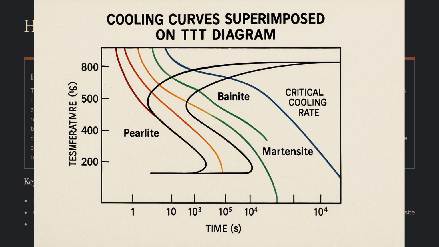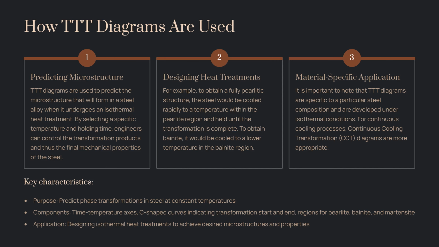Critical cooling rate. A crucial concept derived from superimposing cooling curves is the critical cooling rate. This is the minimum cooling rate required to completely bypass the pearlite and bainite noses on the TTT diagram and achieve a fully martensitic microstructure. A cooling curve that is tangent to or passes to the left of the nose of the pearlite curve represents the critical cooling rate.